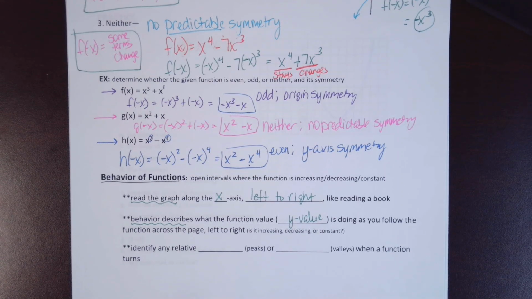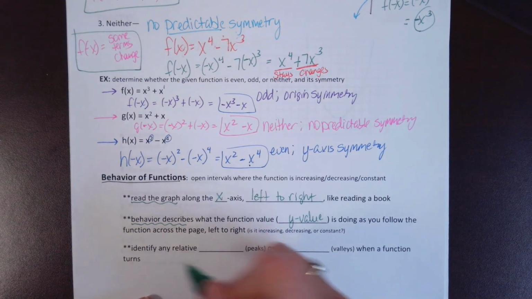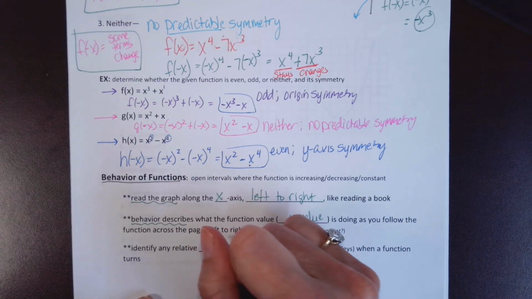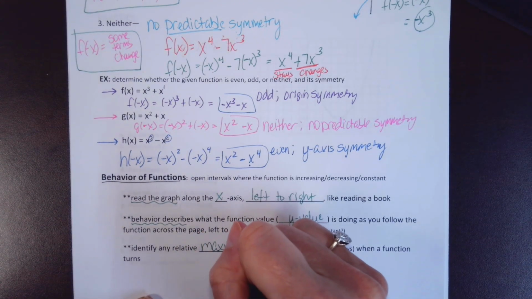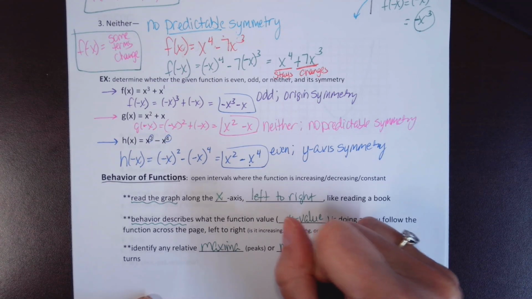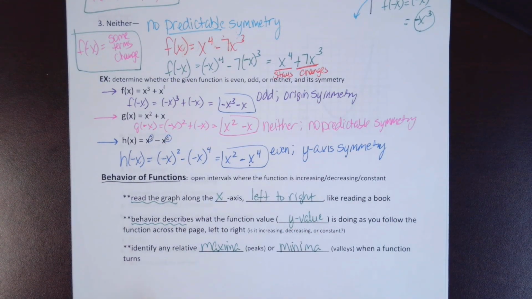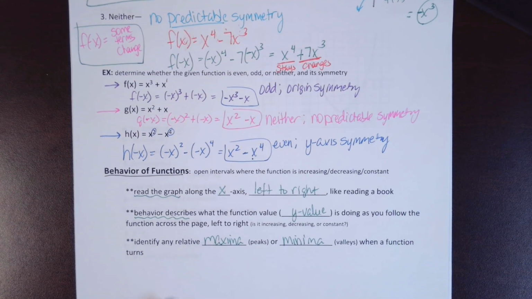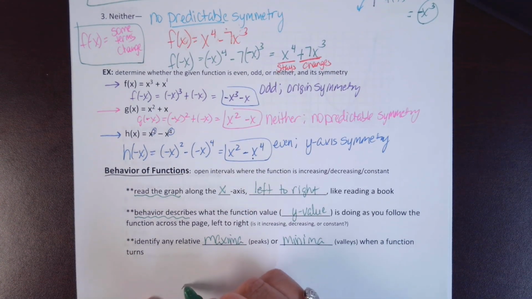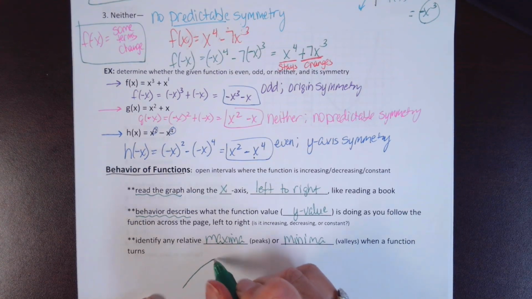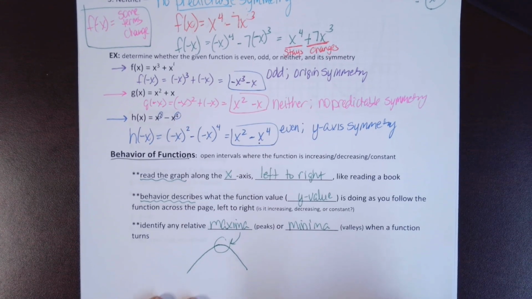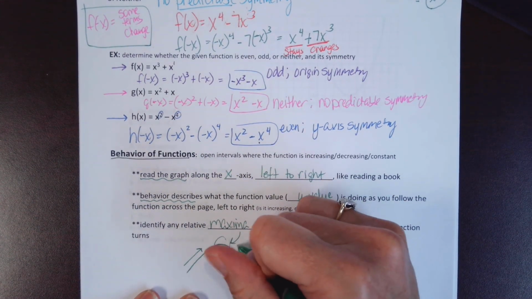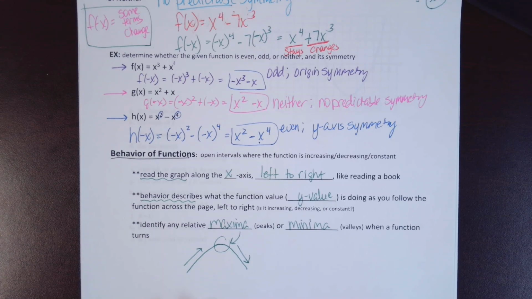Now, when I am reading this behavior, I also am looking for relative maxima, peaks, or minima, valleys, where a function turns. When I have a turn, that means, for example, I may be increasing, increasing, increasing, increasing, and then I turn. So I've got a peak, relative maxima. I am increasing here, I am decreasing there. That's what I'm talking about with behavior for my functions.